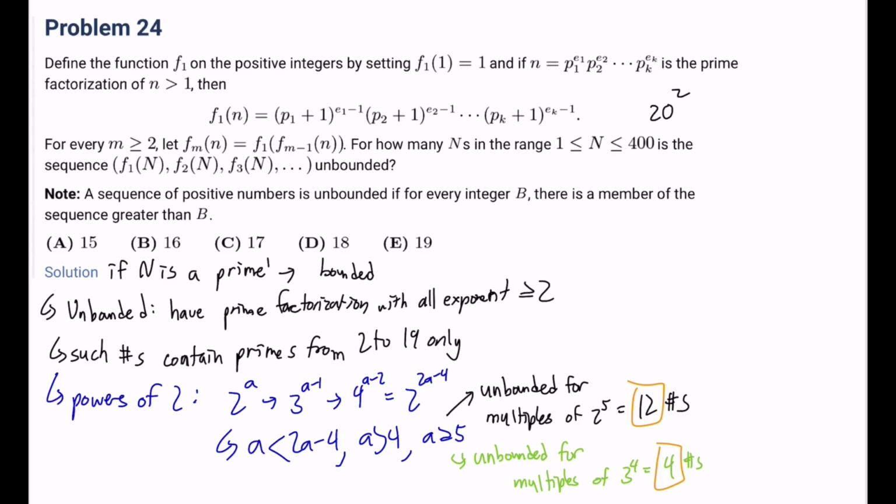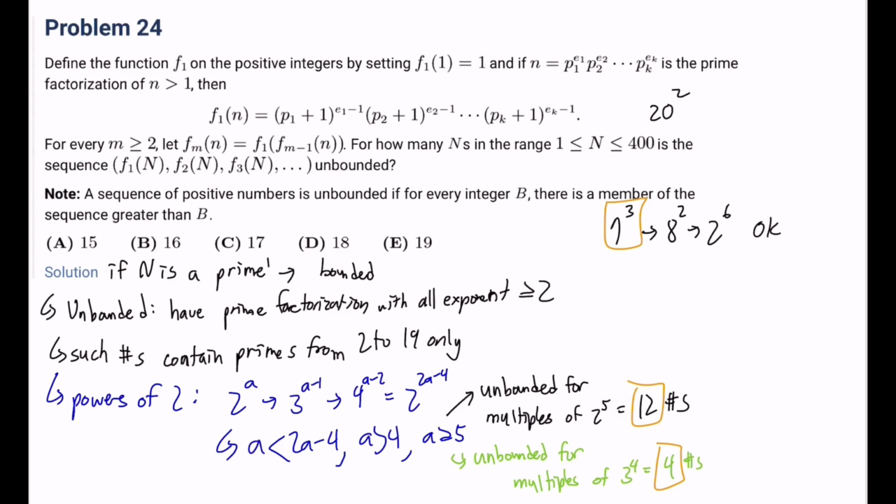And then if you check all the powers of primes, you will only get 7 cubed. This becomes 8 squared, which becomes 2 to the 6th power, which is just a multiple of 2 to the 5th power. And so that is okay, that is unbounded. So we have one more.